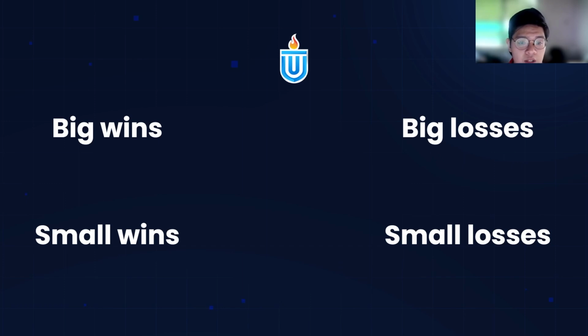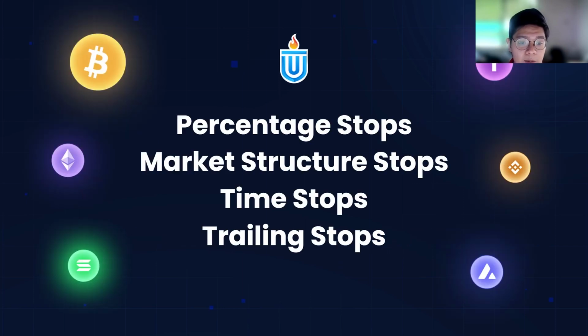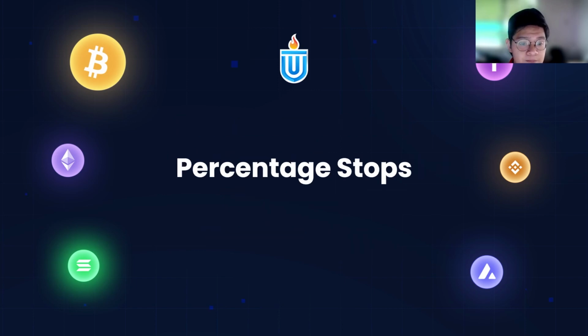So this is where a stop loss comes in. It helps you mitigate your risks while still giving the trade some wiggle room for volatility. There are also different types of stop losses you can use. So there are percentage stops, market structure stops, time stops, and trailing stops. So let's go over each one.